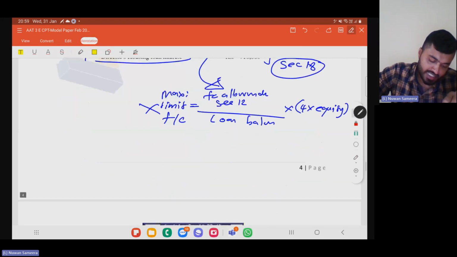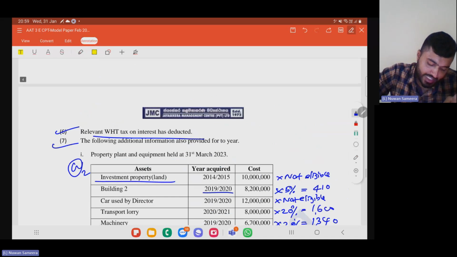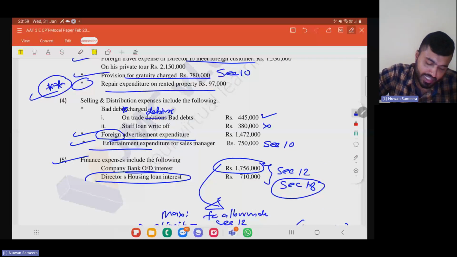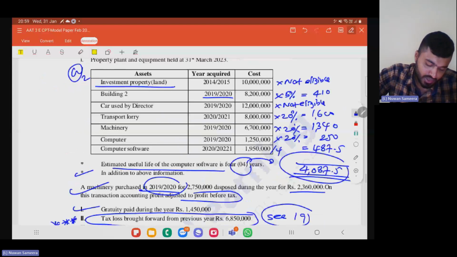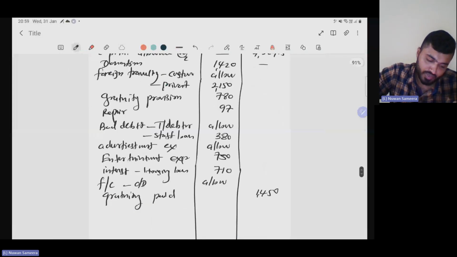So, all the information has been taken. Other than the brought forward tax loss, we have to adjust it. Brought forward tax loss, right? And repair expenditure. Now, then I put a 2-star mark because we have considered it when calculating the investment income. So that's all. So we can calculate the business income.